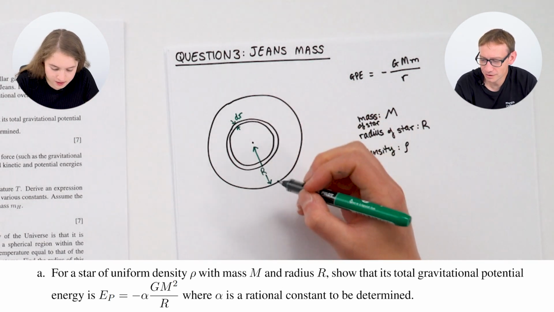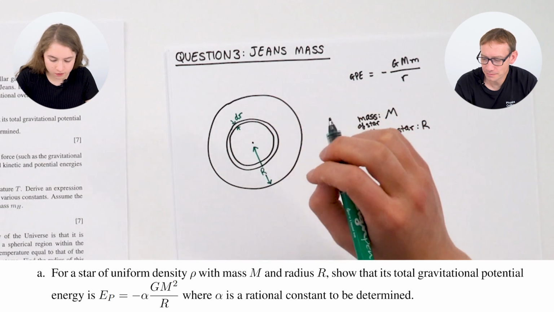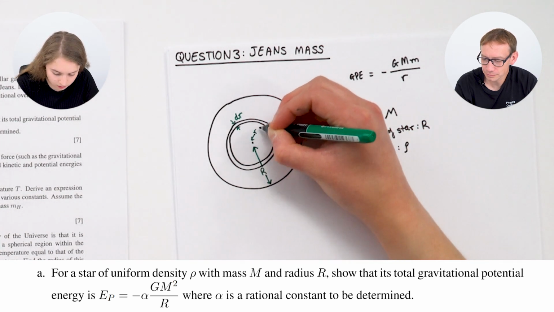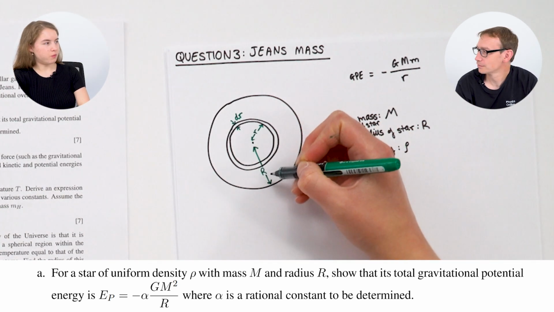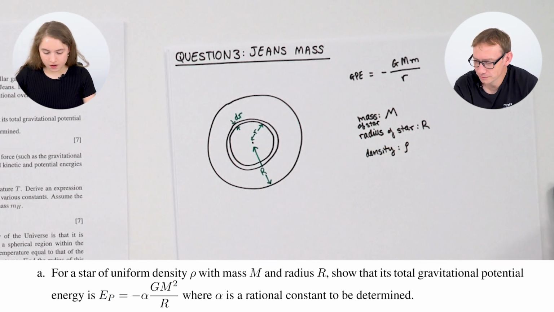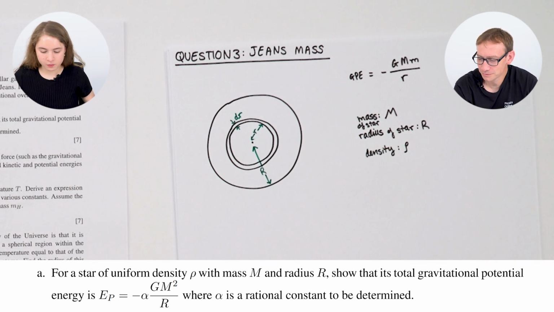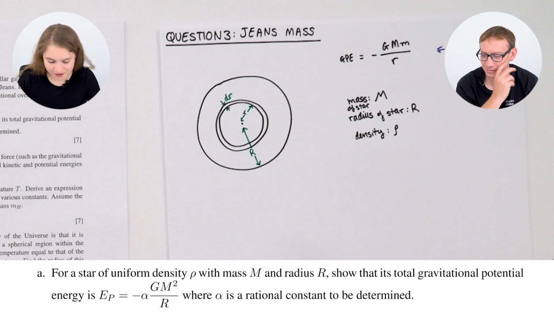And the distance of that spherical shell from the center is small r. We need small r to have a different symbol to big R, and you'll see why that is. Again, it seems a bit rogue, but it's going to make sense.